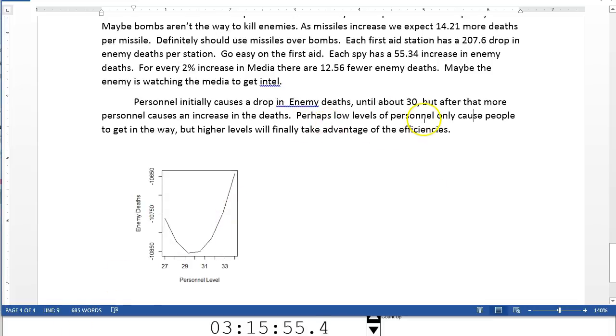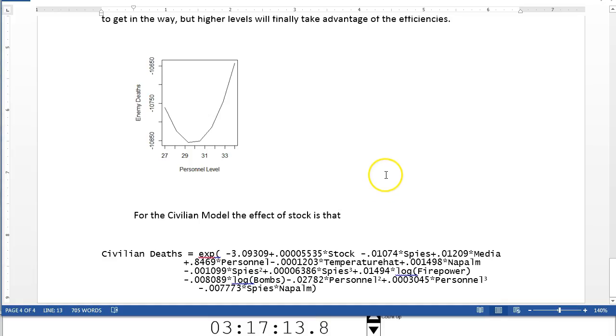Well, I don't really know, but the fact that I would try to come up with some reason shows that I'm really thinking about what it means and trying to go through and give some detailed explanation, which is good. It's impressive to a client, and it shows me that you're thinking about what you're doing. So now I'm ready to start looking at the civilian model. It looks like stock was easy and spies wasn't.